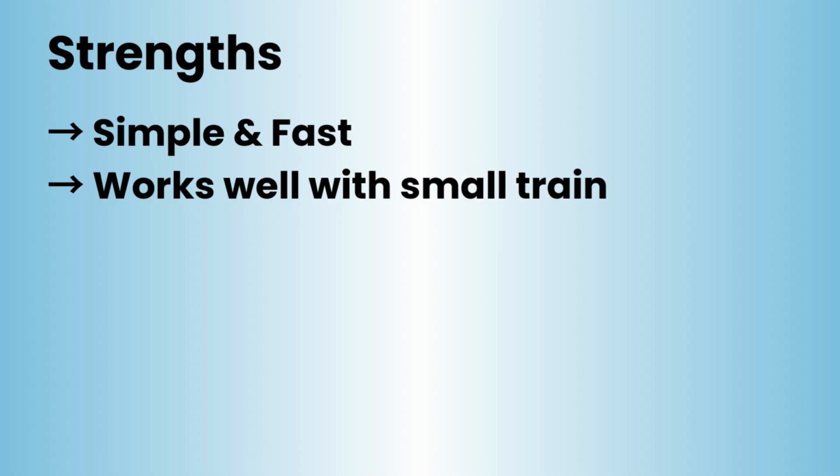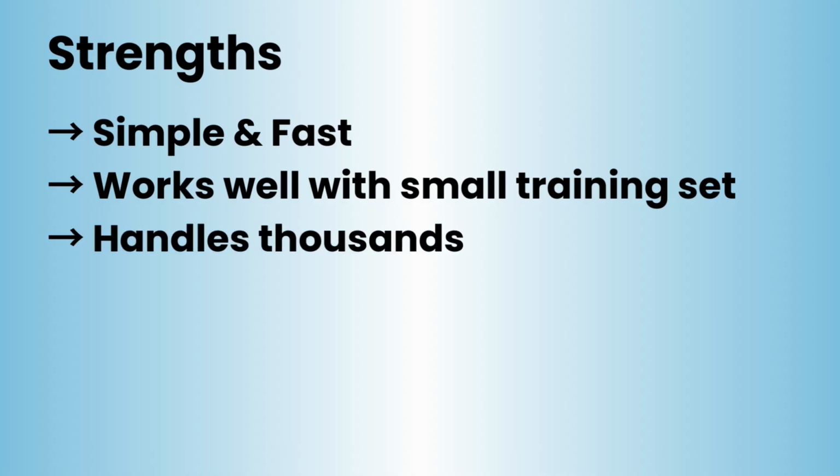Naive Bayes has 5 key strengths. The first one is it is simple and fast, easy to implement and train, even with large datasets. And the next one is it works well with small training sets. Unlike deep learning models that need millions of examples, Naive Bayes can work with just hundreds. It handles thousands of words easily. With thousands of words in a vocabulary, most classifiers struggle, but Naive Bayes works well.